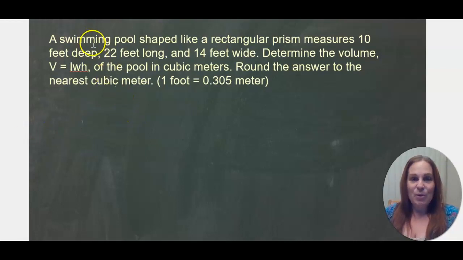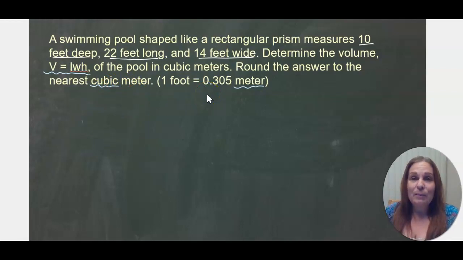Okay, so here we've got a swimming pool, and we have the length for each dimension, right? So we know that it's 10 feet deep, 22 feet long, 14 feet wide. We're asked to determine the volume, and we're given the formula for volume, and we have to find it in meters. Actually, cubic meters, because when we measure volume, we're counting cubes.